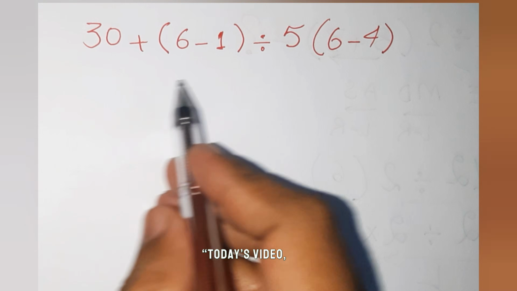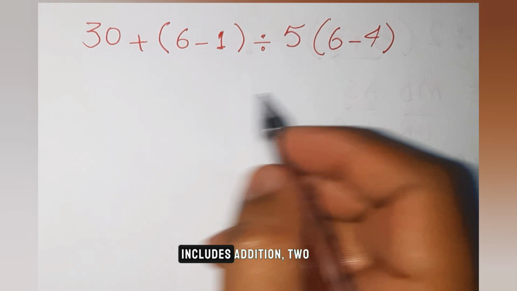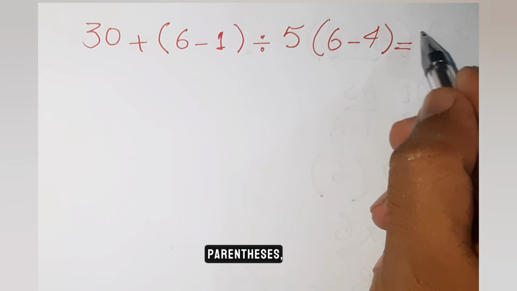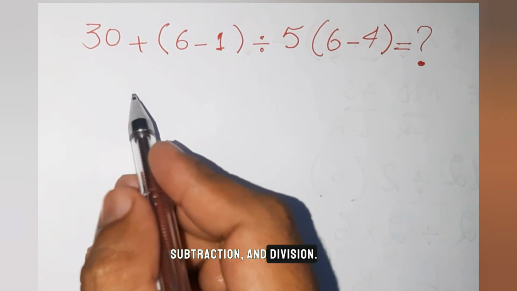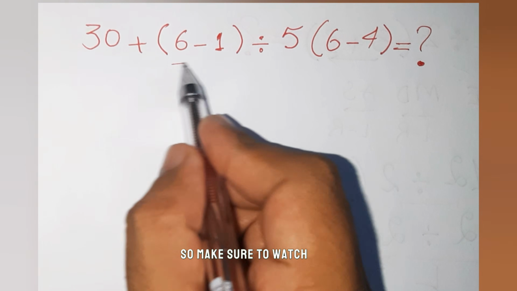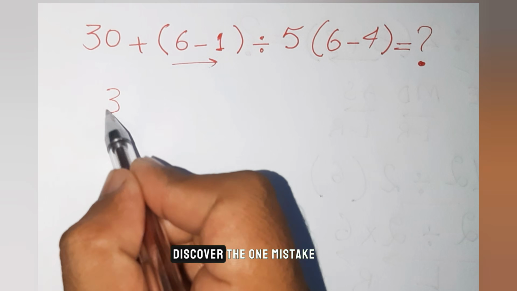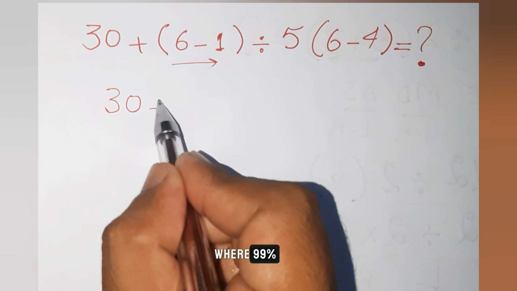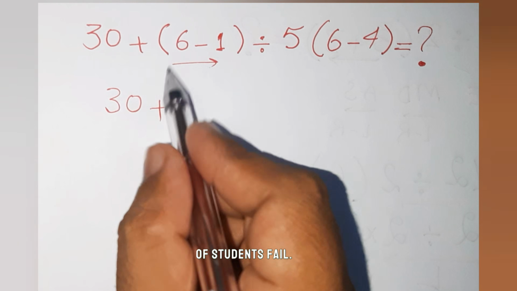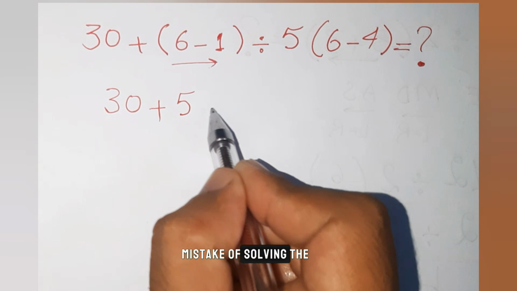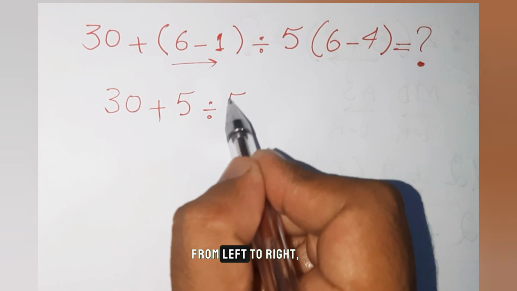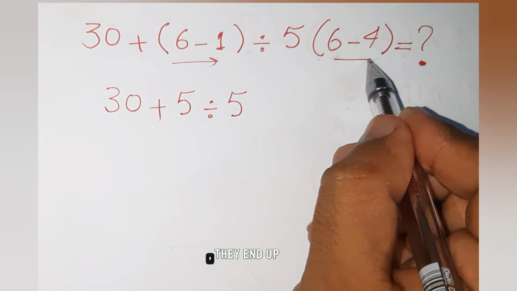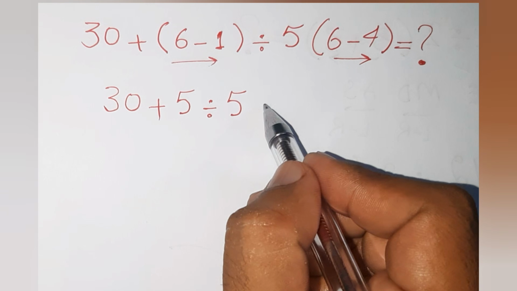Today's video, we are going to solve this expression, which includes addition, 2 parentheses, subtraction, and division. So make sure to watch till the end because you'll discover the one mistake where 99% of students fail. Most students make the mistake of solving the expression one by one from left to right, and as a result, they end up getting the wrong answer.